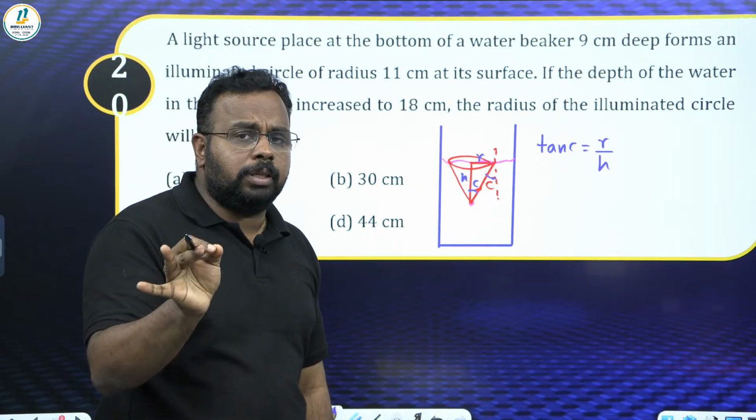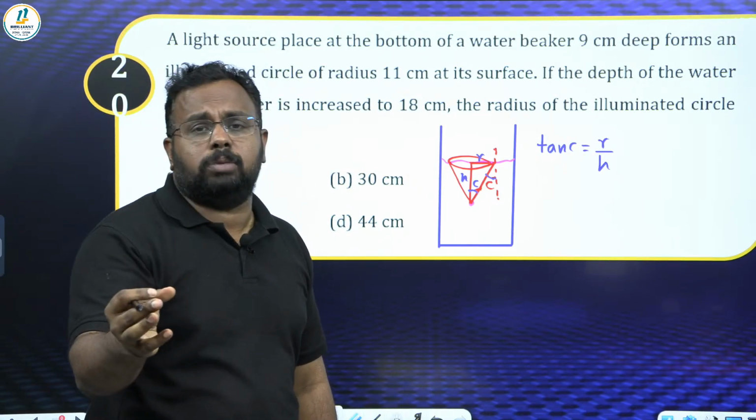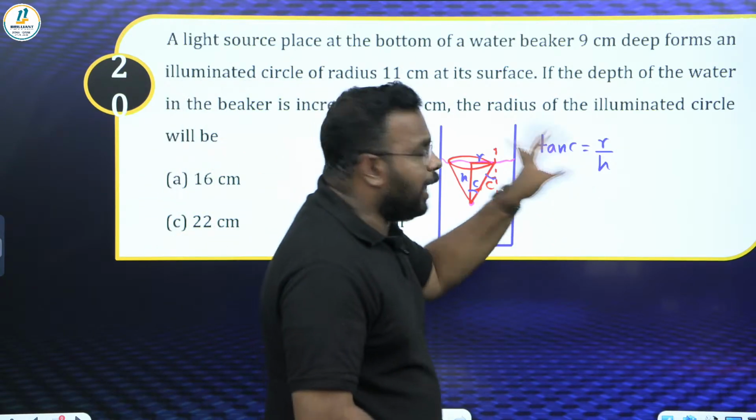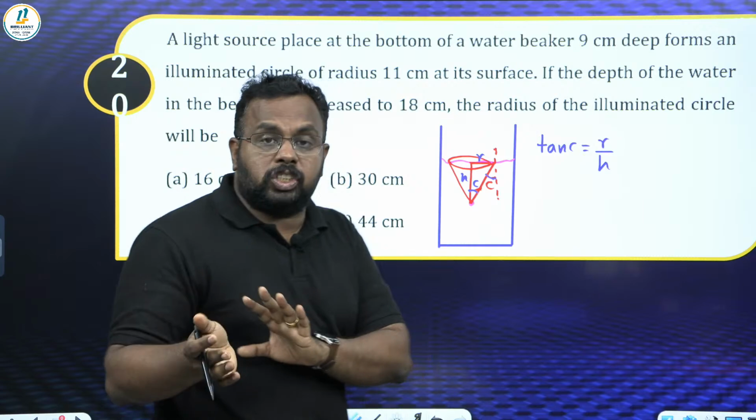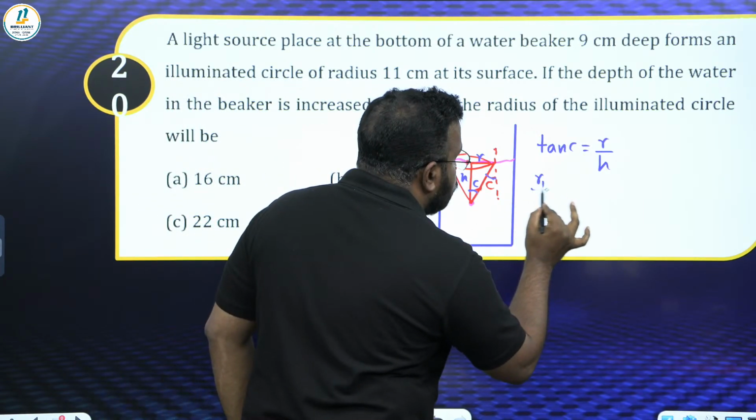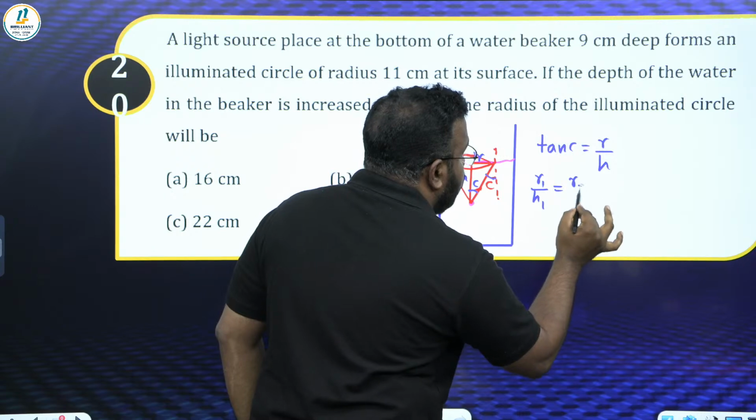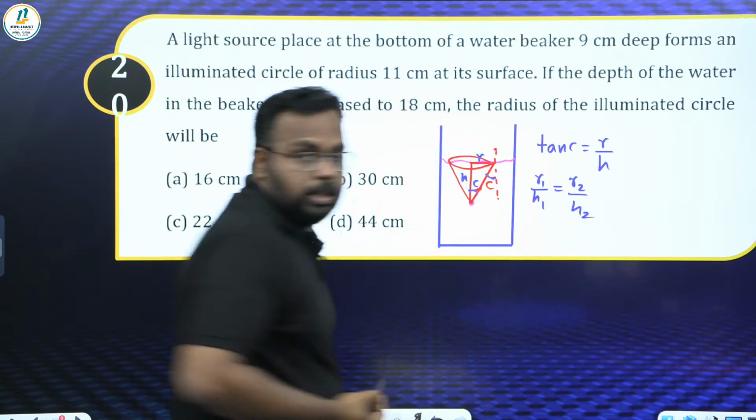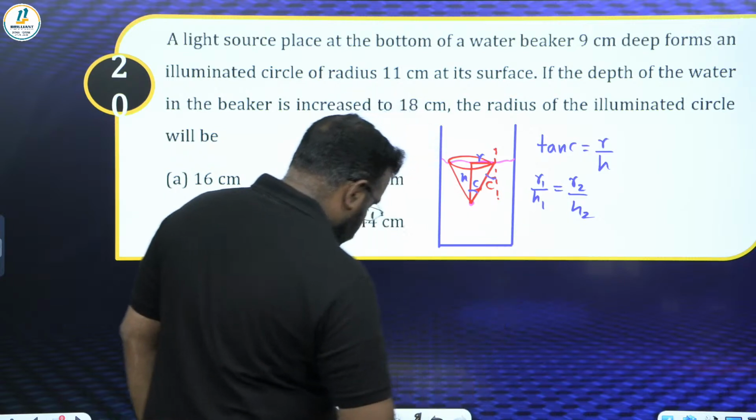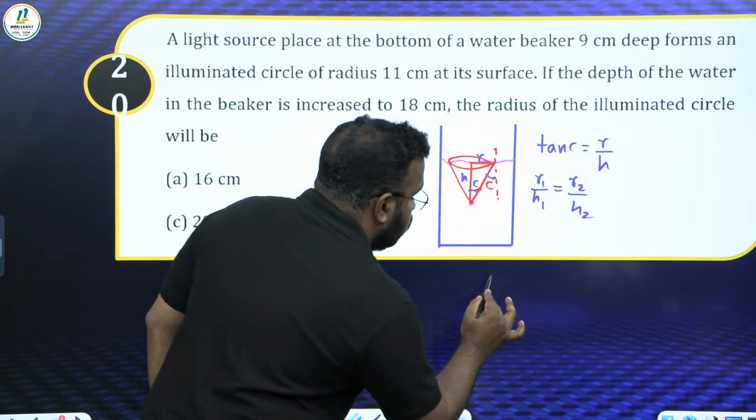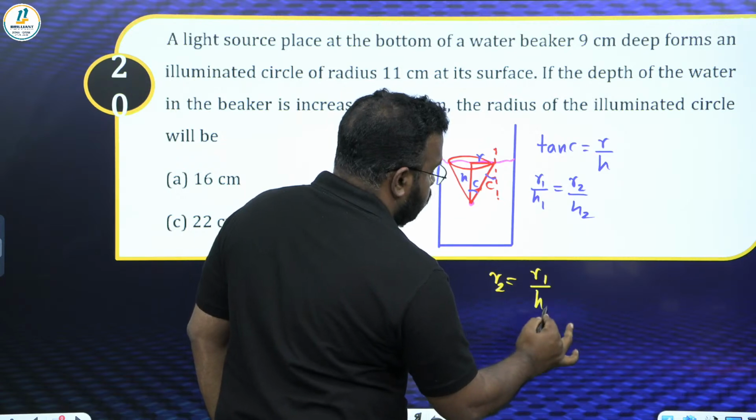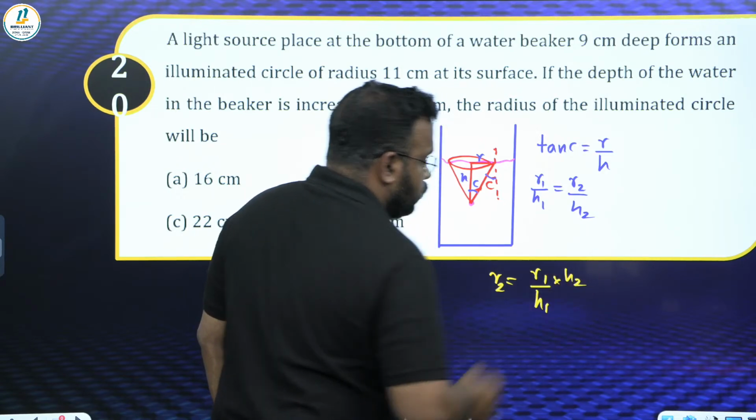For a given liquid or a given transparent object, the critical angle is a constant, yes or no? That means tan C is always a constant. When H changes, R will also change, but tan C is a constant. That means R1 by H1 is equal to R2 by H2. This is the logic for this question. They are asking the R2 value. So R2 is equal to R1 by H1 into H2.